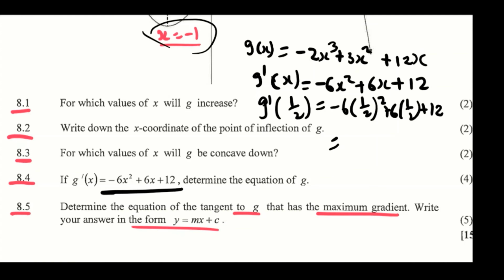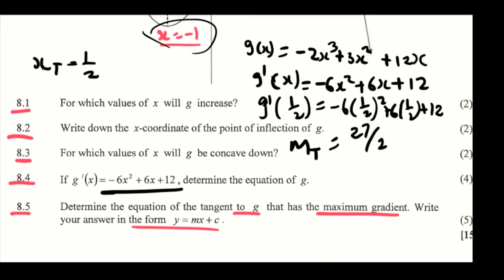So once you substitute that 1 over 2 into this derivative, you get a gradient of 27 over 2. So that is the gradient of the tangent. So now you have the gradient. Now you need to identify the 2 points. The first point of the tangent, x of t, is equal to 1 over 2.